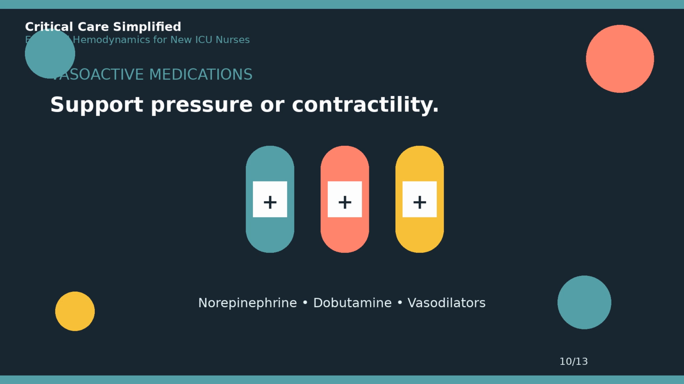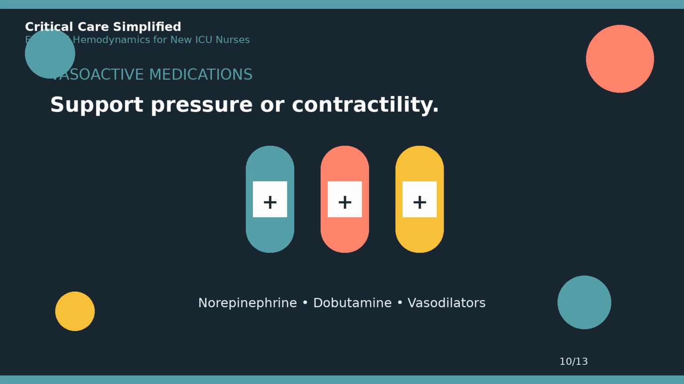Inotropes are medications that improve the strength of cardiac contraction. Dobutamine is one example. These may be used when the heart is not pumping effectively. Nurses monitor heart rhythm, blood pressure, perfusion, urine output, and patient response. Vasodilators may be used when reducing afterload or controlling blood pressure is needed. They require close monitoring because blood pressure can fall quickly.